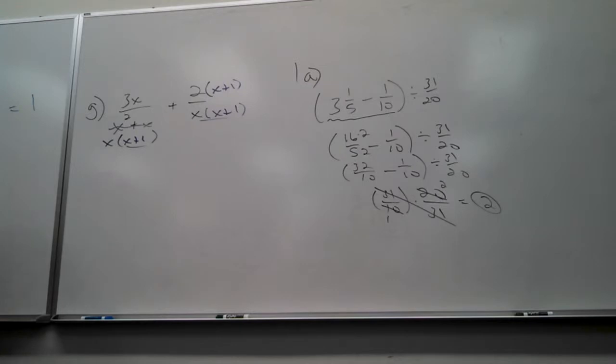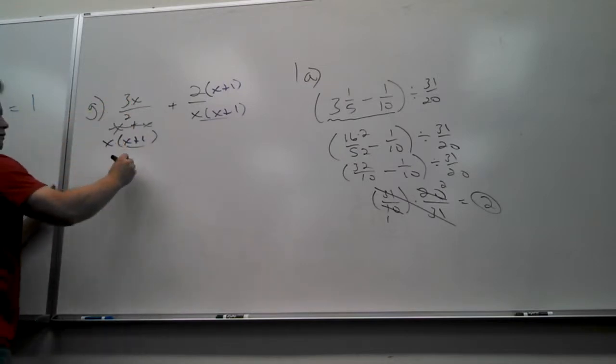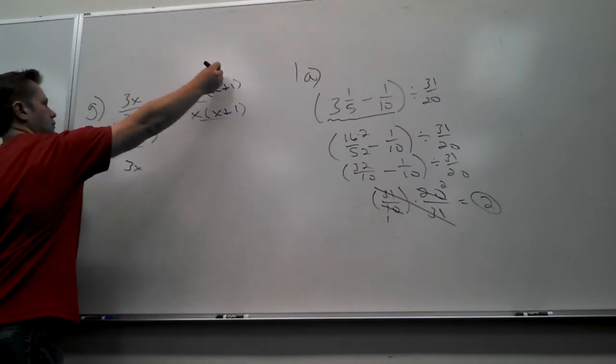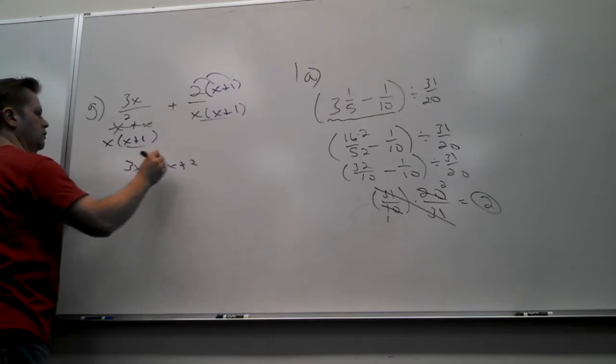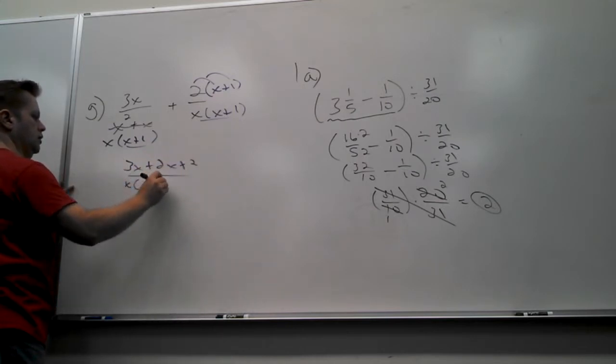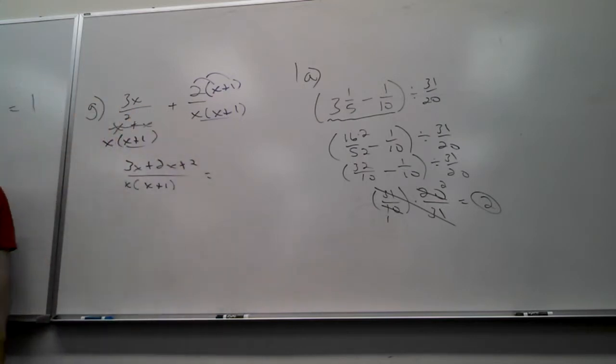And now you can put them together. So what do you get? You get 3x plus 2x plus 2 over this, 5x plus 2 over that. What's on the answer?